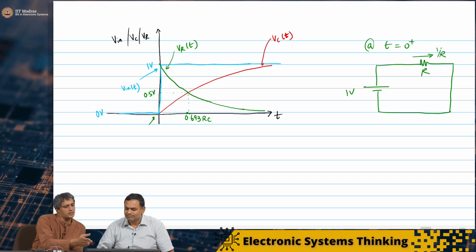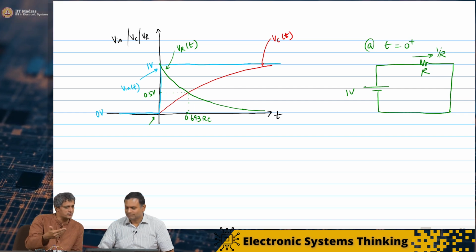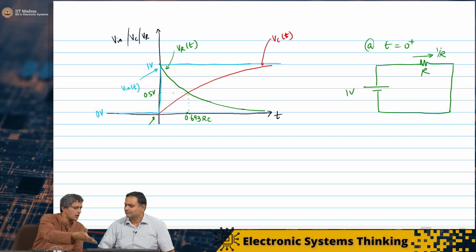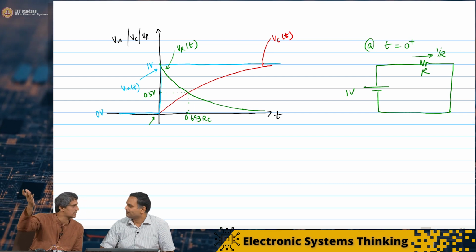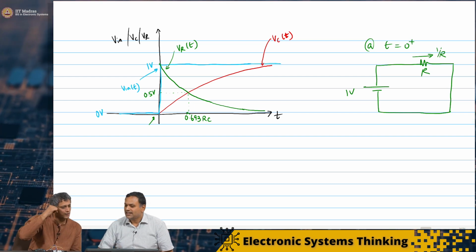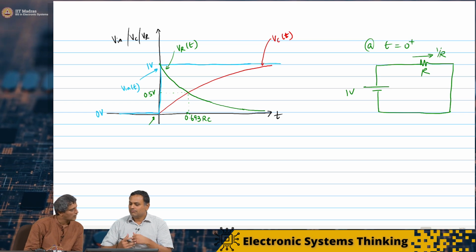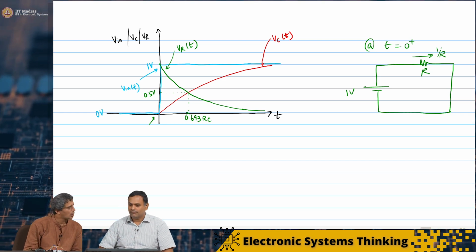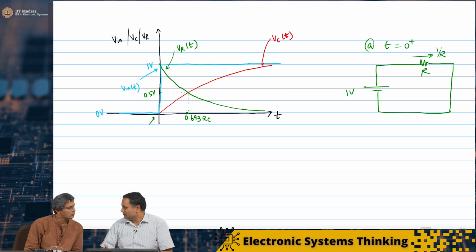And the capacitor, as time progresses, the voltage keeps building. Of course, it can't go beyond 1 volt. That's right, and therefore it will saturate at that point. And at that point, in fact, if you wait for a long enough time, this will be like applying a DC voltage of 1 volt.